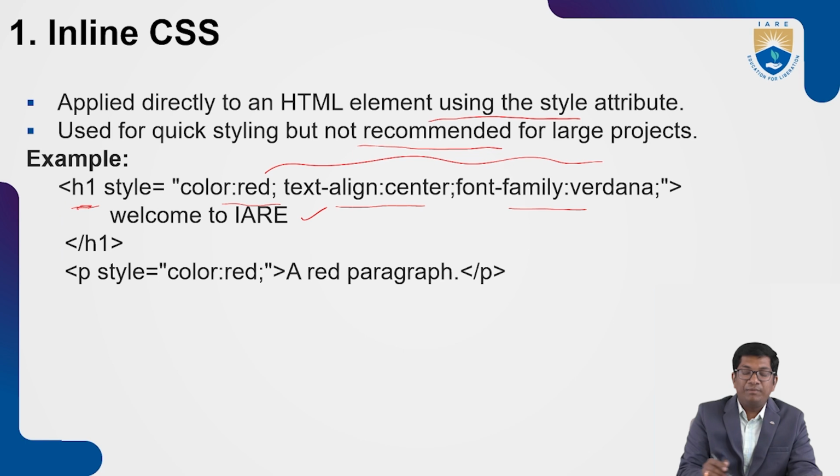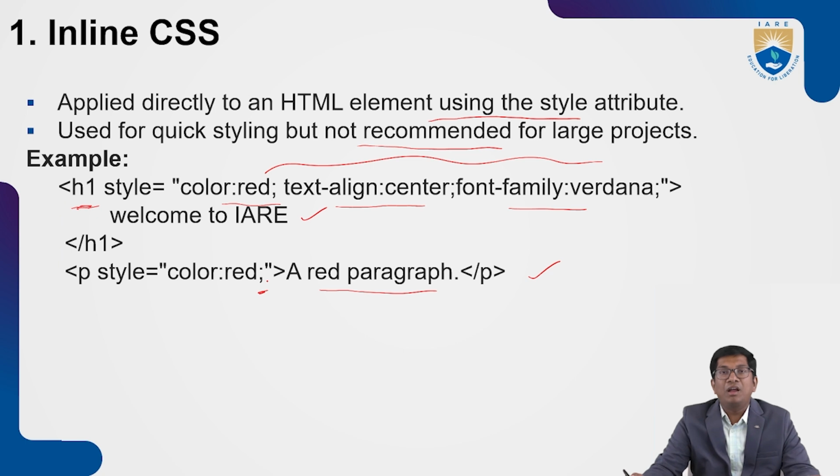So one more element we created, the P tag. For the P tag we gave style color red. Whatever text you give between the P element will be colored red. So each property has to end with a semicolon. So that is a simple example for inline CSS.